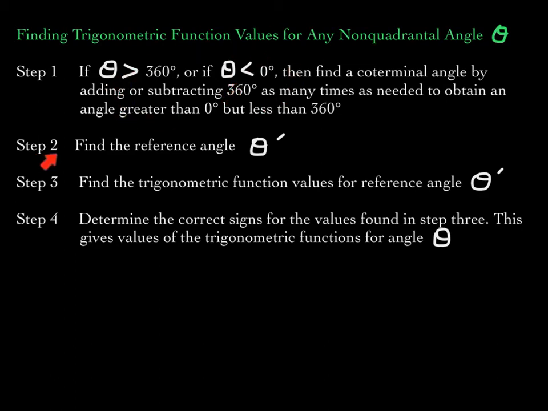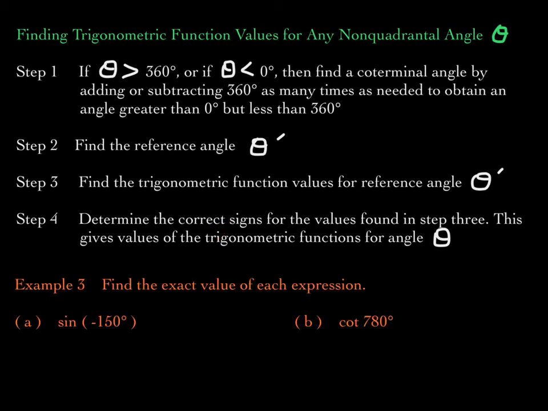Then step two, find the reference angle. And we talked a little bit about how to do that a few minutes ago. Step three, find the trig function values for the reference angle that you just found. Then, to wrap this up, step four, determine the correct signs. Step four is so important. Determine the correct signs for the values you found in step number 3 here, okay? And then this gives the values of the trig functions of angle theta. So remember what quadrant you're in in order to choose the correct signs. Let's do an example now.